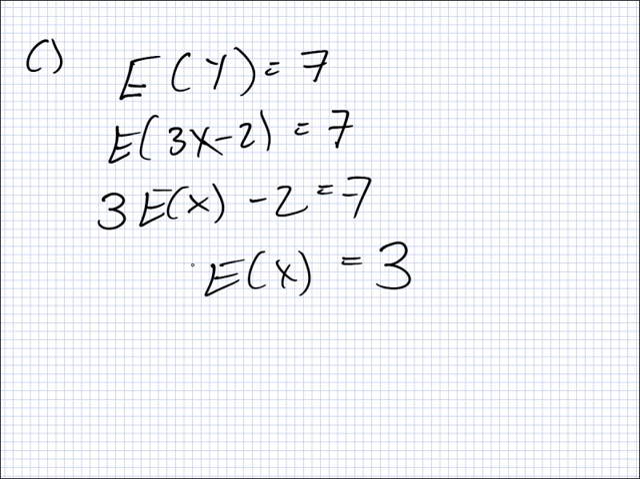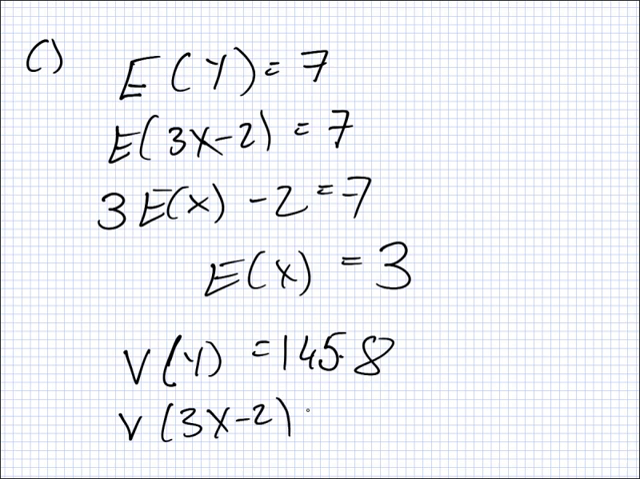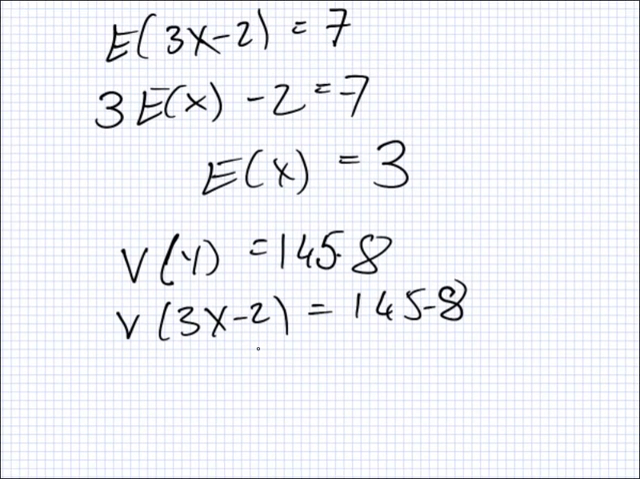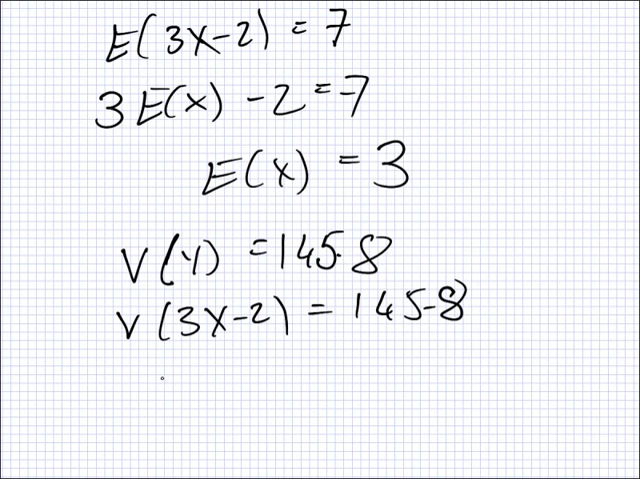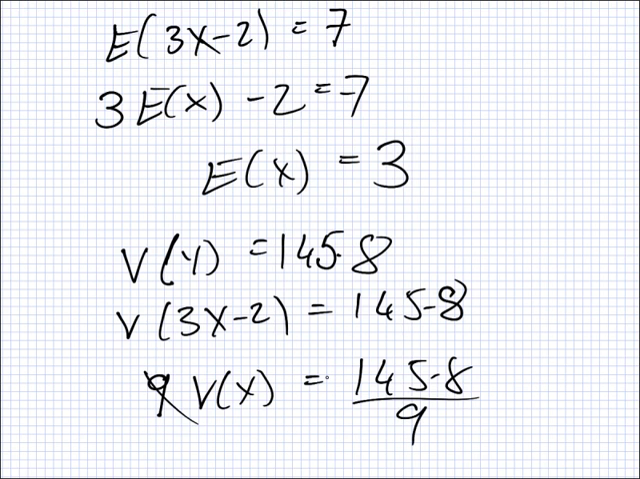What's the variance of x? Well, they tell you that the variance of y is 145.8. And the variance of y is the variance of 3x minus 2. What's the variance of 3x minus 2? That's 9 variance of x. How did I get the 9? 2 squared, yeah. So the variance of x is 145.8 divided by 9. 16.2.